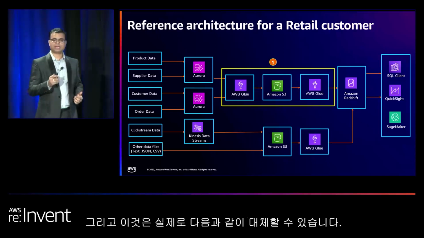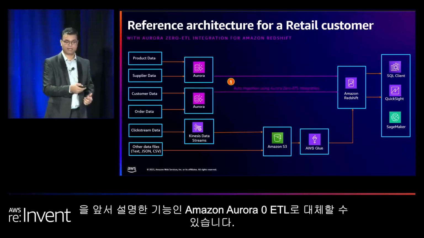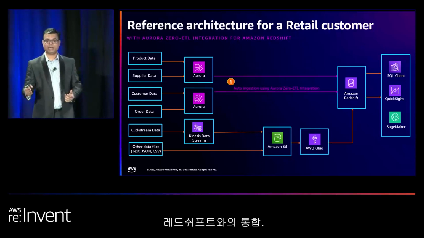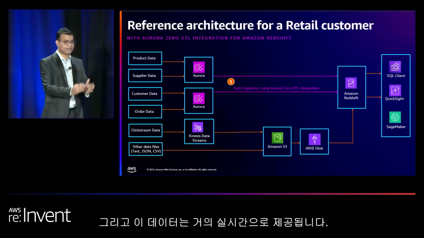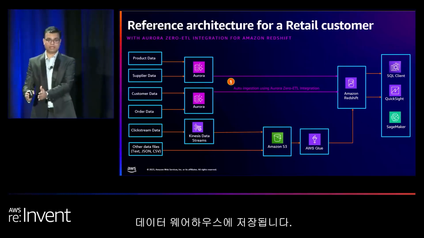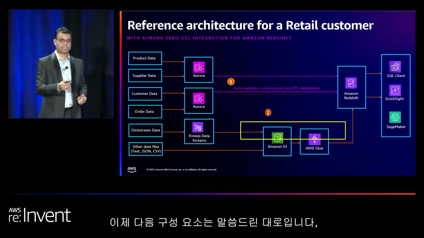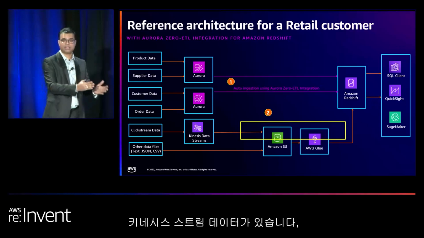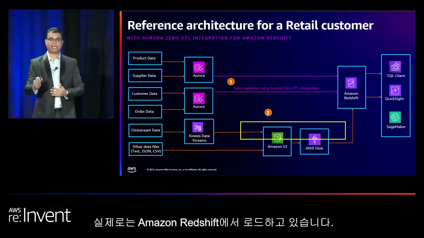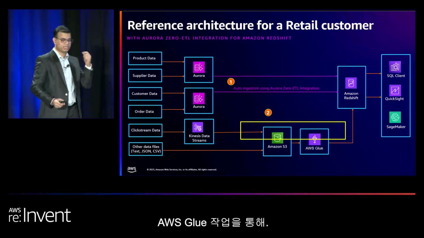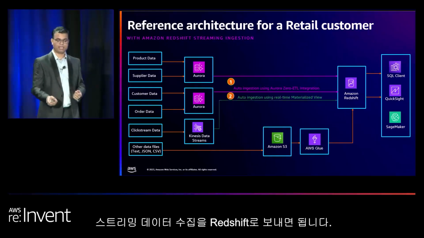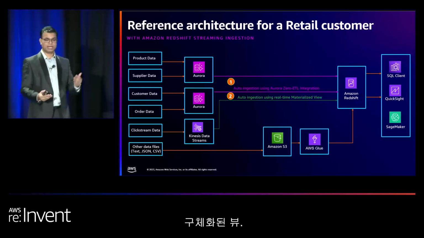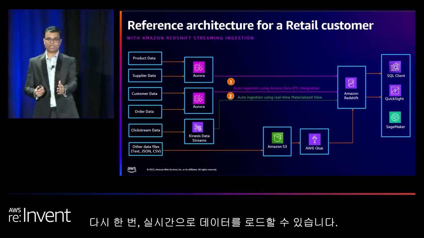And this you can actually replace with the feature I explained earlier, Amazon Aurora zero-ETL integration with Redshift. So now no ETL, no more staging, and this data is available in near real time in your data warehouse. Now the next component: you have the Kinesis stream data, which you are loading into Amazon Redshift via AWS Glue jobs. You can also eliminate that process by using streaming data ingestion into Redshift materialized views. Again, in real time, you are able to load the data without any ETL.